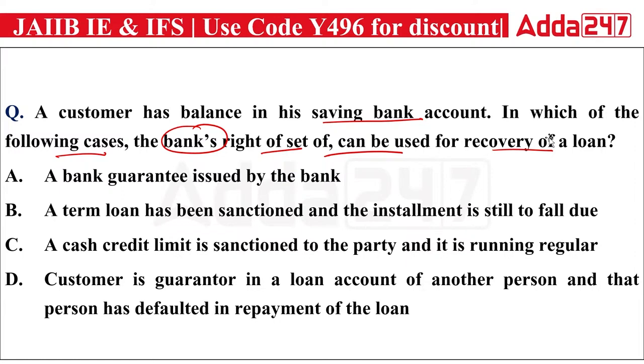First is a bank guarantee issued by the bank. Second, a term loan has been sanctioned and the installment is still to fall due. Third, a cash credit limit is sanctioned and it is running regular. Fourth, customer is guarantor in a loan account of another person and that person has defaulted in repayment of the loan. So out of these, which of the following is correct? A, B.